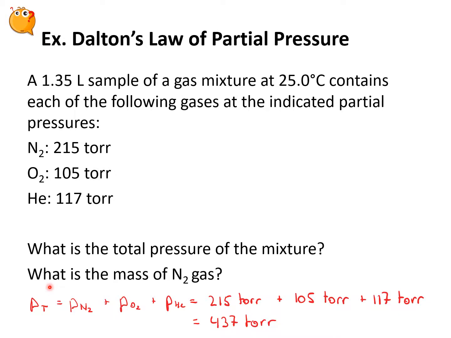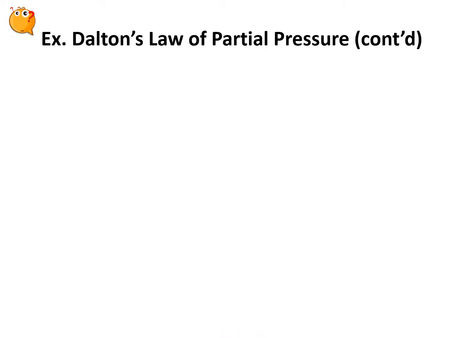The next part of the question asks us to calculate the mass of nitrogen gas from the partial pressure of nitrogen. So the strategy here is to convert from pressure in torr to pressure in atmospheres, then to convert from pressure in atmospheres to the number of moles of gas using the ideal gas equation, and finally to convert from moles of gas to the mass of gas using the molar mass of the gas.